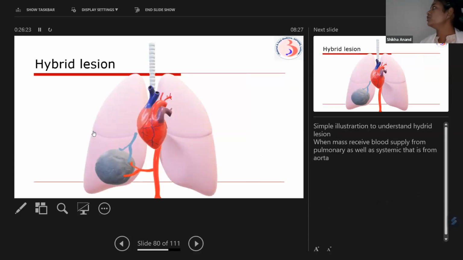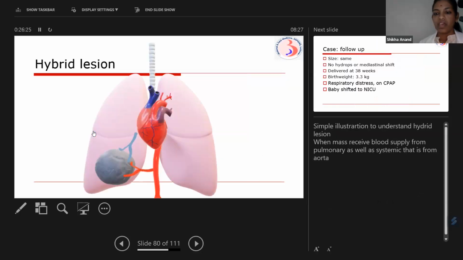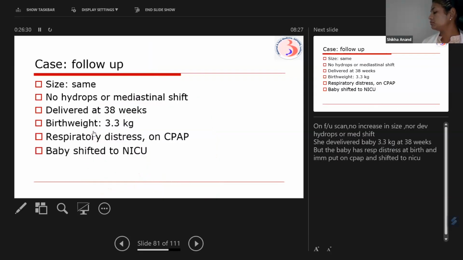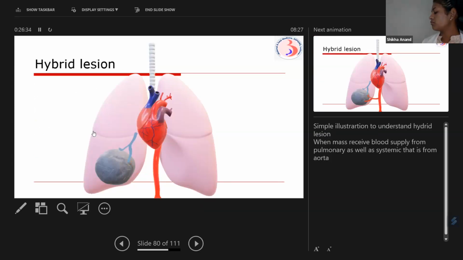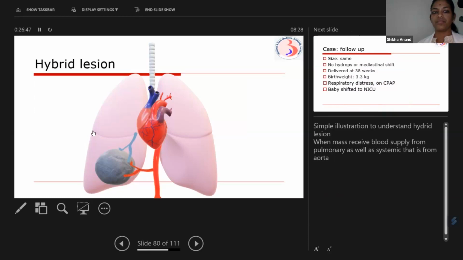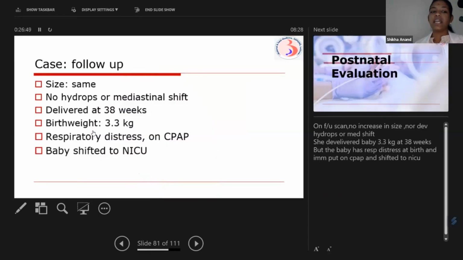This is a simple illustration to understand a hybrid lesion. The mass is supplied by the pulmonary artery, as well as receiving its supply from the systemic circulation, that is from the aorta. On the follow-up scan, the size remained the same. There was no hydrops or mediastinal shift.